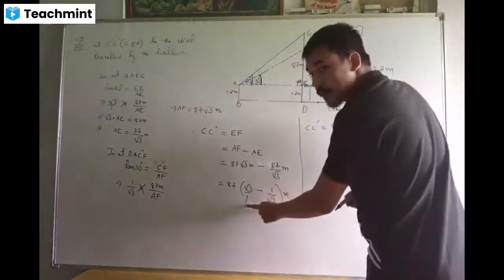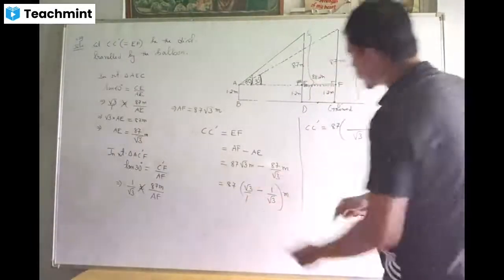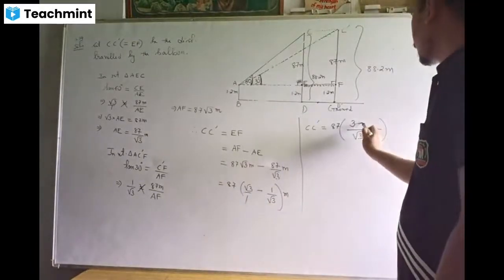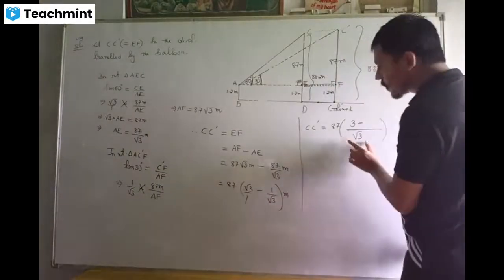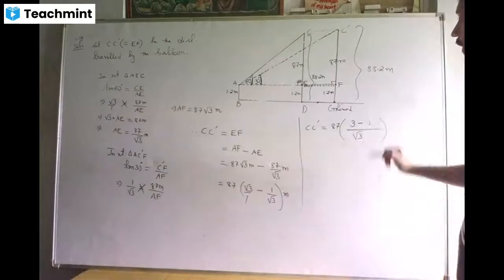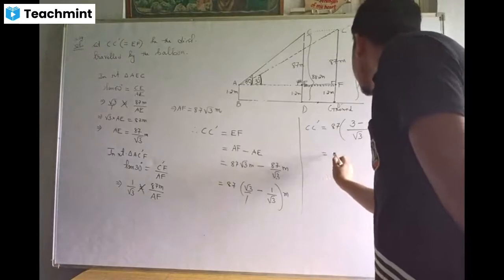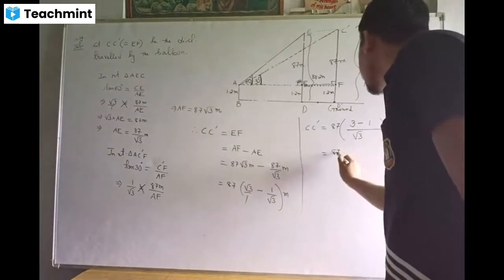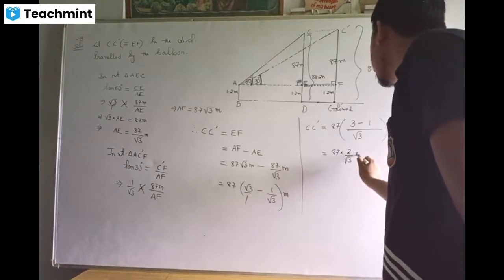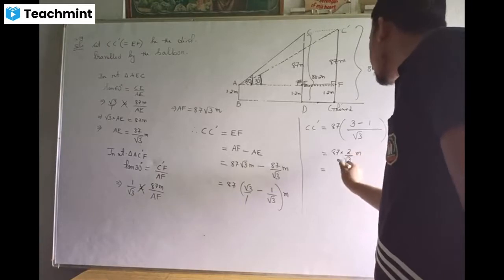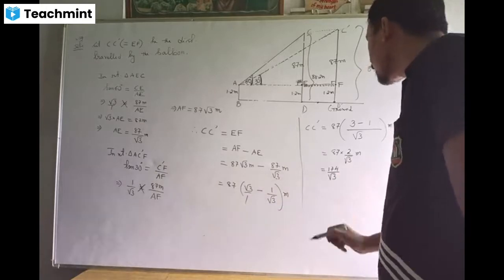If the denominator is 1, the LCM will always multiply the numerator. Square root of 3 times square root of 3 is 3. Minus, if the LCM and the denominator are equal, they will cancel out each other, and we have 1 in the numerator. All right, class? So this is 87 times (3 minus 1) is 2 upon square root of 3 meters. 87 times 2 is 174, so 174 upon square root of 3 meters.